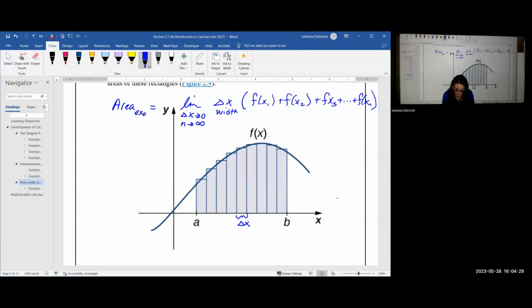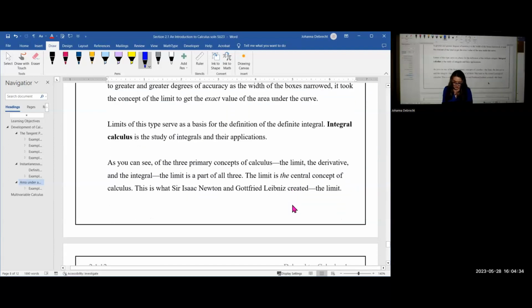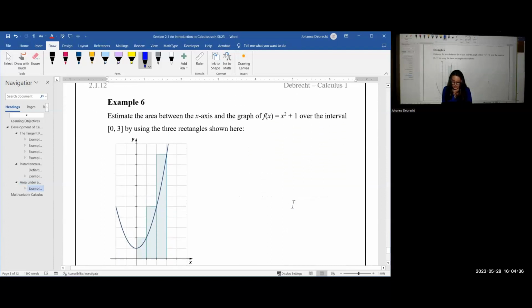All right, let's take a look at an example. This, of course, is what is called integral calculus. Riemann sums are the very beginning of integral calculus. Now, without Newton and Leibniz coming up with the concept of the limit, this integration problem, this area problem would not have been solved. It was not solved immediately. It took some time.